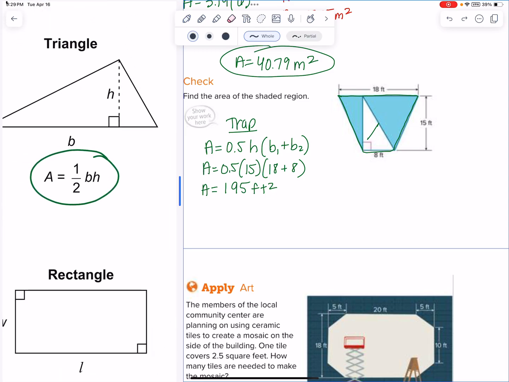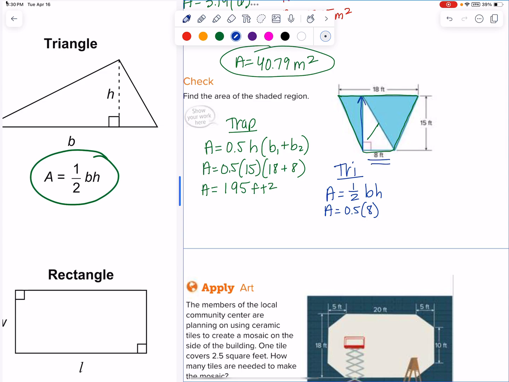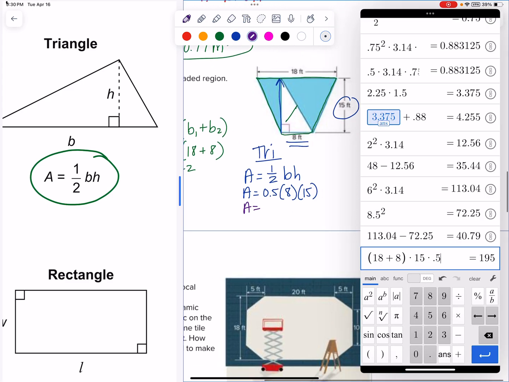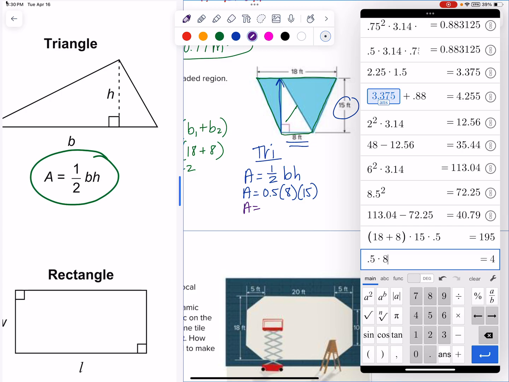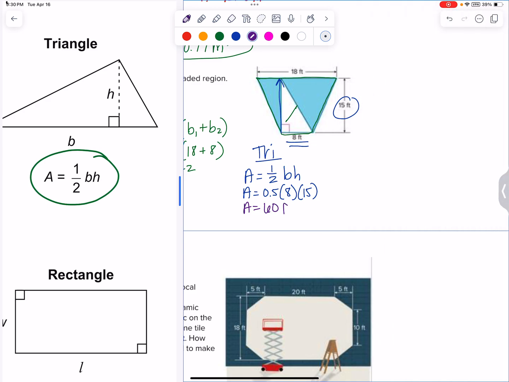Triangle is area equals, and I'm just copying it down, 1/2 base times height. So let's go ahead and plug it in, 0.5 times the base, which is 8 feet. I can see that base right there. And what's the height of the triangle? The height of the triangle is 15 feet, so times 15. It's all multiplication, so I can just go left to right and plug it in. So we have 0.5 times 8 times 15, and we get 60. And this is feet squared.